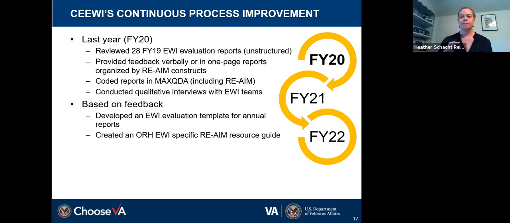Based on that feedback and based on lessons learned as we were meeting with and talking with everyone, including program analysts at the Office of Rural Health, we decided to develop an EWI evaluation template for the annual reports. So the EWIs would follow this template and turn in a report based on that. And then we also created a new REAIM resource guide that Borshika really helped us put together.